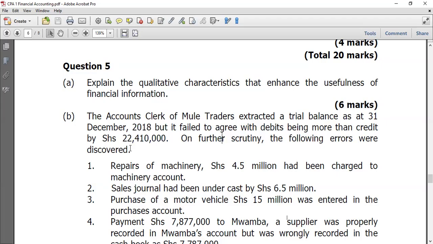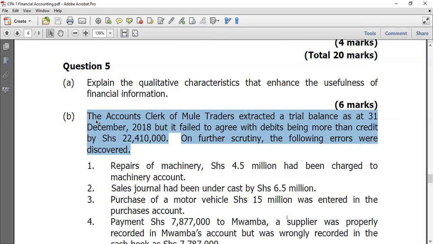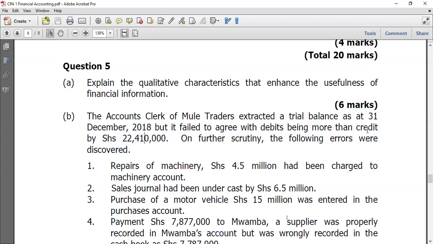22,410. Now, in this case, they have helped to solve your problem, because here you know very well that if they are telling you that it failed to agree with debits being more than the credits by 22,410, then your suspense account should be on the side that is lower. So here the debits were more than the credits, so your suspense account has a credit balance. When you're drawing up your suspense account, the first thing you do, your balance brought down would be on the credit side. That is exactly what would happen in that case.